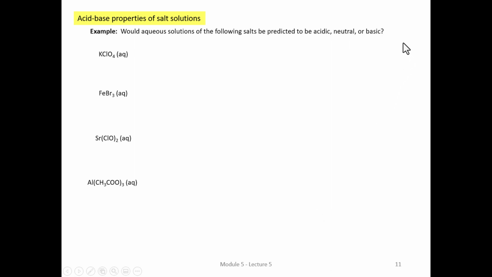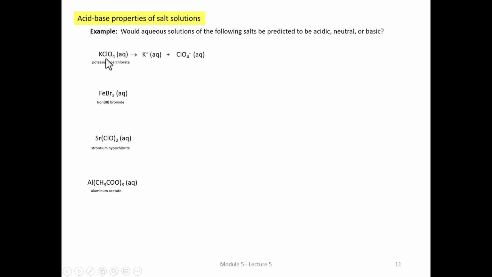Well, let's look at an example problem here. What I'm asking here is, would aqueous solutions of the following salts be predicted to be acidic, neutral, or basic? Well, this is potassium perchlorate, this is iron 3 bromide, this is strontium hypochlorite, and this is aluminum acetate.